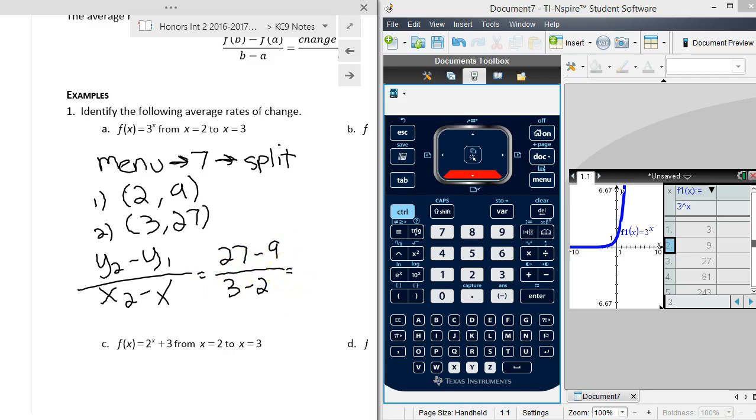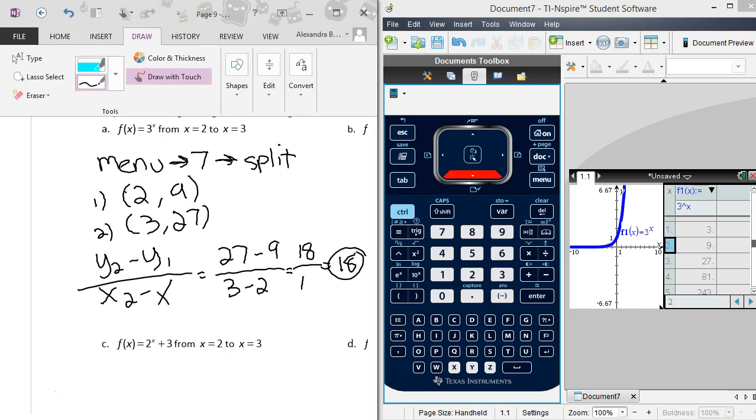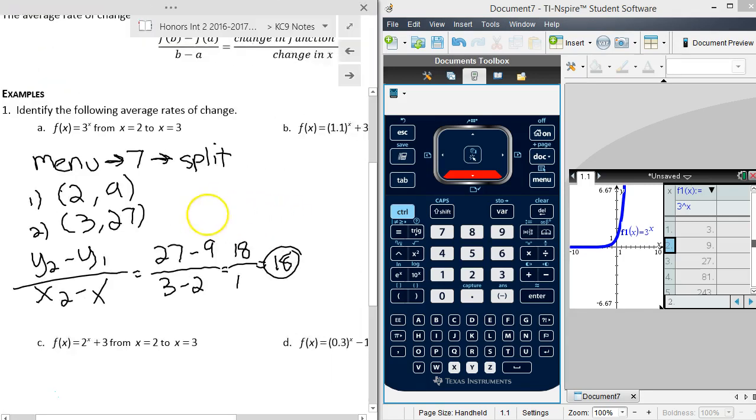Alright, 27 minus 9 is 18. 3 minus 2 is 1. 18 divided by 1 is 18. Okay, so my average rate of change between 2 and 3 is 18. So what that means is overall this is increasing because it is positive. All right, let's look at our next problem.